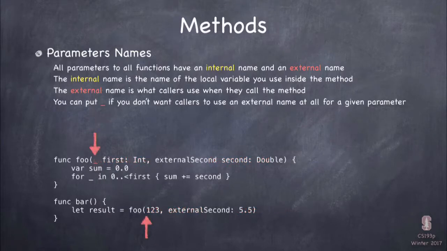And you know that you can put an underbar to make it so there's no external name. And we only do that 99.99% of the time with the first item. And why do we do it?